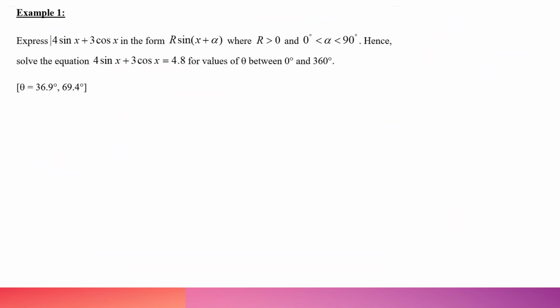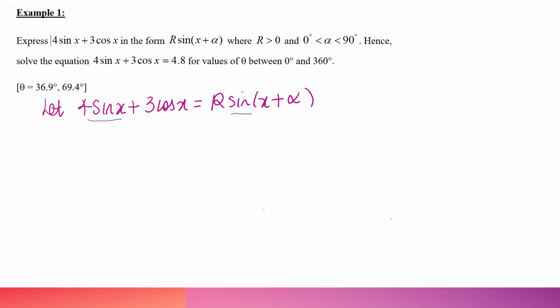Right, we're going to do one example. Given 4 sine x plus 3 cos x, we need to express it in the form r sine bracket x plus alpha. After that, we need to solve the equation equal to 4.8. So what is the first step we need to do? Yes, we need to let 4 sine x plus 3 cos x equal r sine bracket x plus alpha.